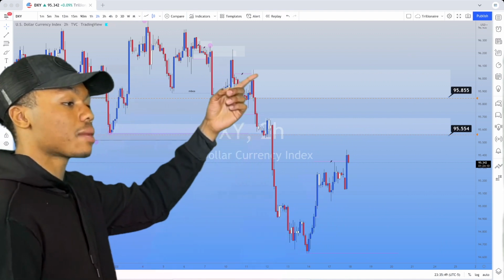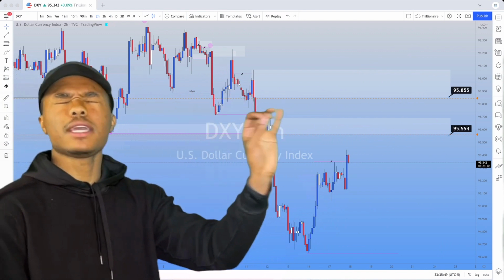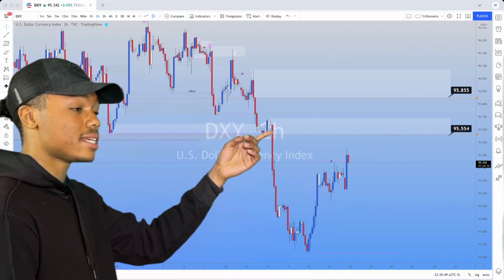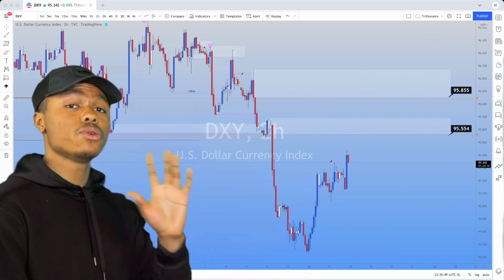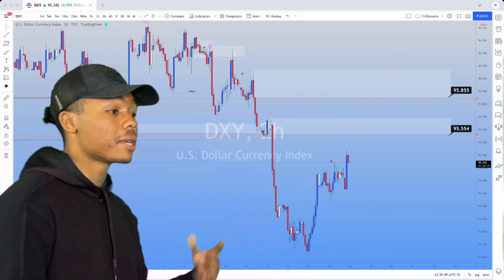Now, we do have the second point of interest up here within this area. This is where I'm looking to take premium sells on the DXY, but it doesn't mean that the DXY cannot tap into this area here and drop. Now, once it drops, for those of you who follow me within the Telegram community, I'm going to give you guys a target.